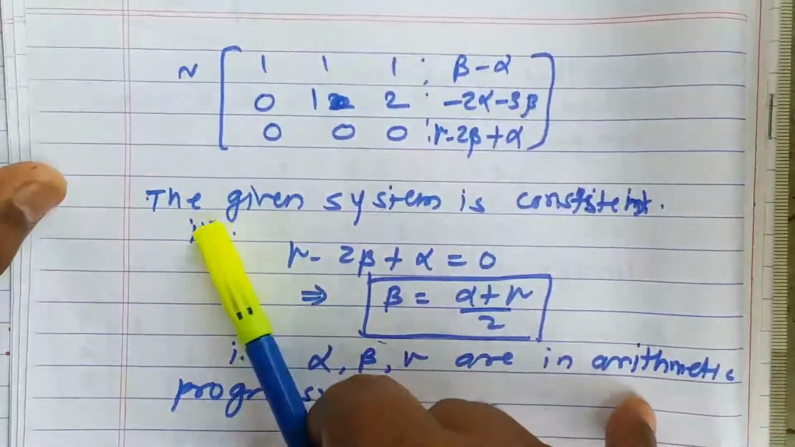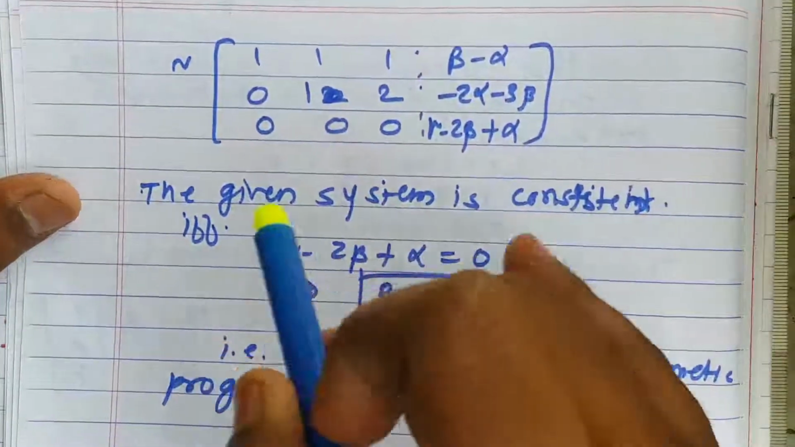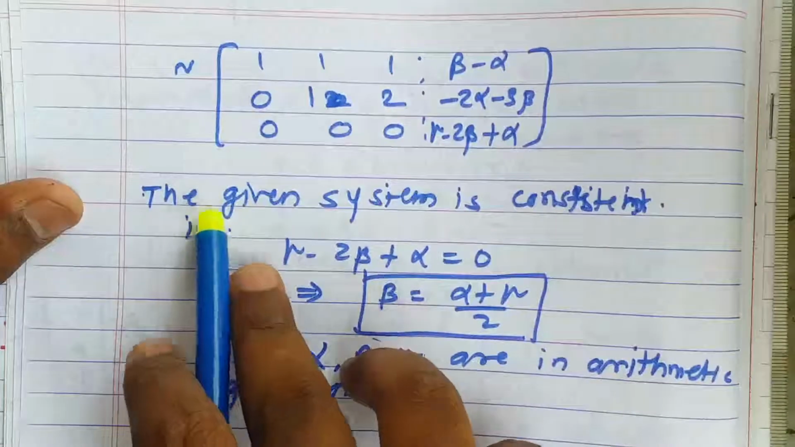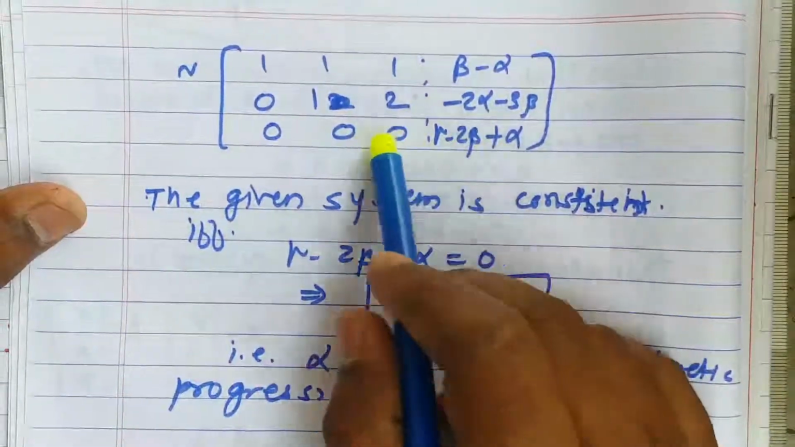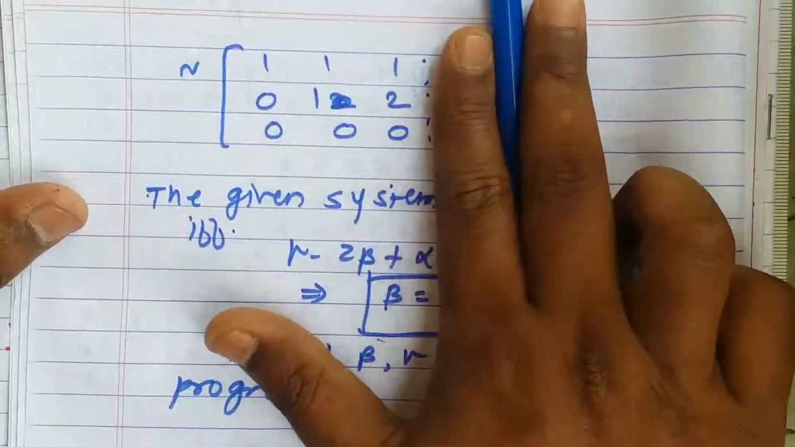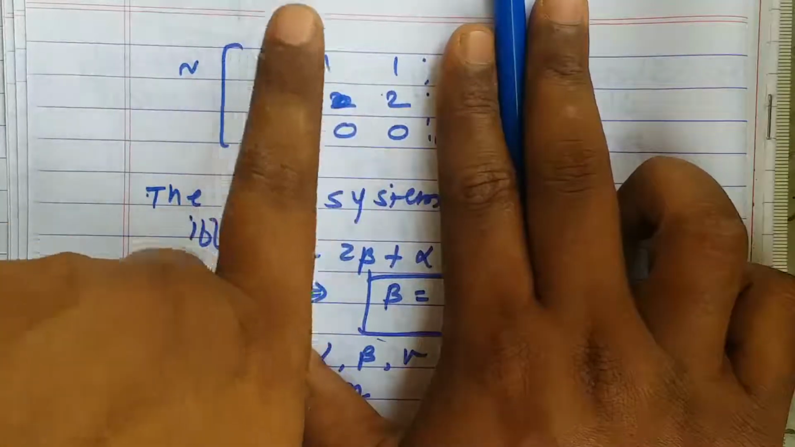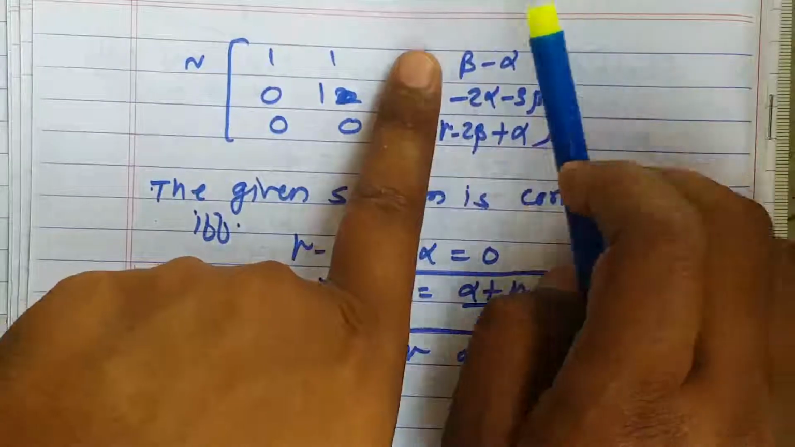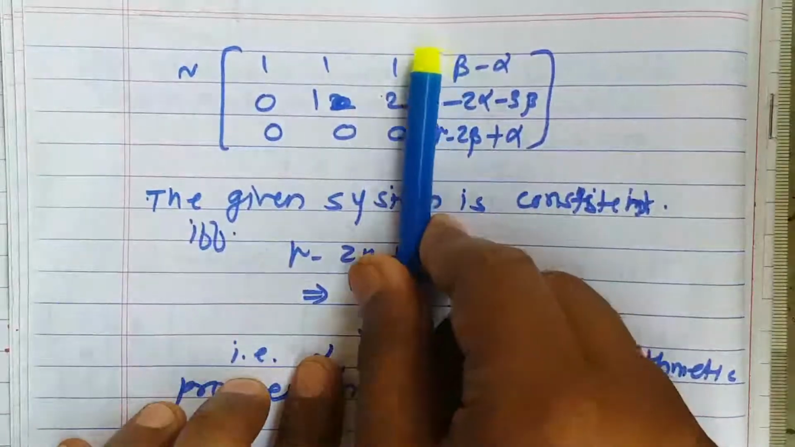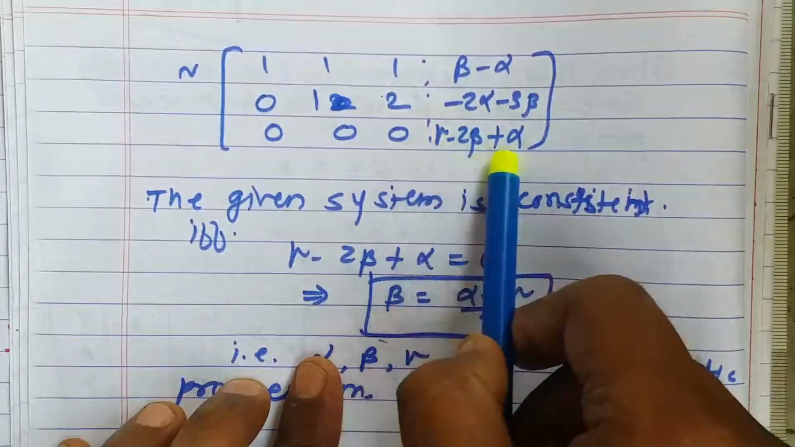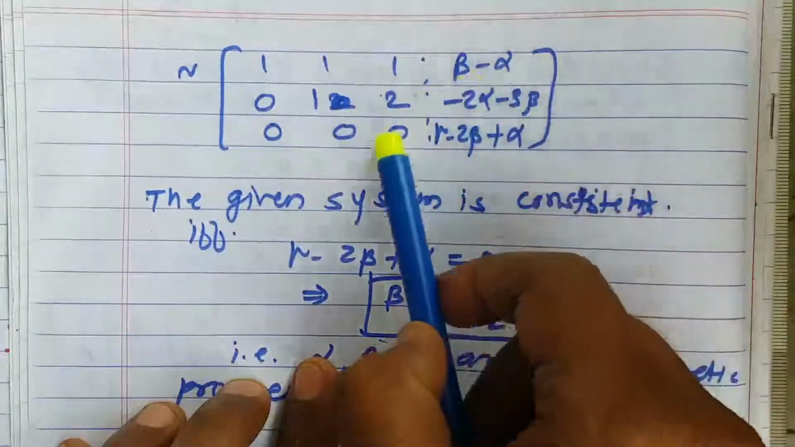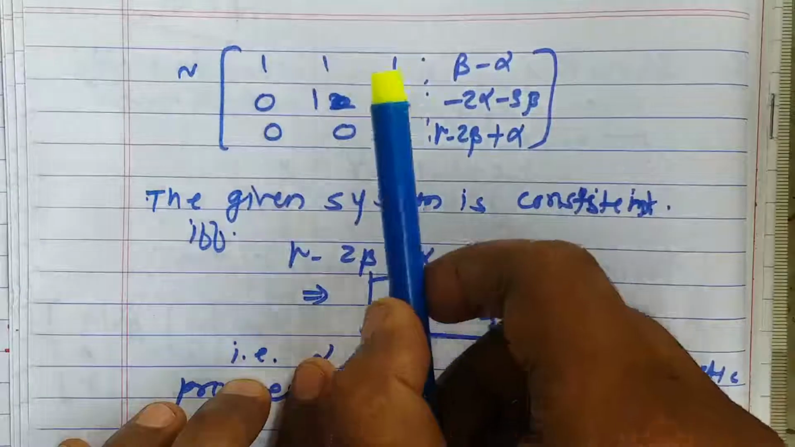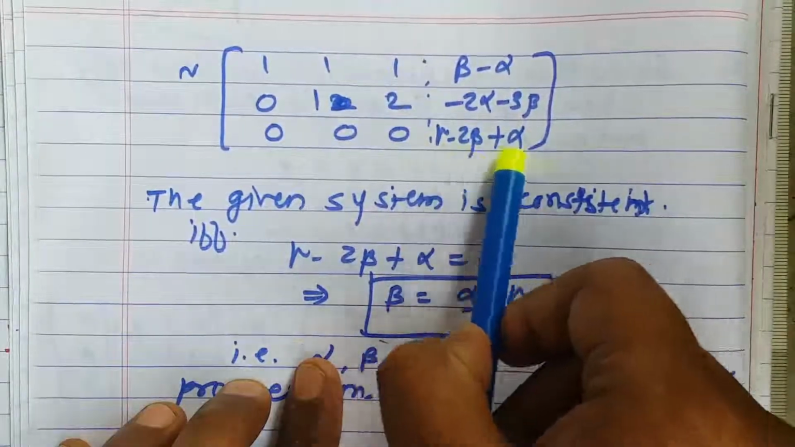Now we need to obtain the condition for consistency, right? The given system is consistent if and only if the rank of A, which we already have, it is 2, right? So this rank of A has to be equal to rank of AB. Now the rank of AB will be 2 when this last entry will be 0, right? If this entry is 0, then only this matrix will have rank 2, otherwise it will have rank 3, right? So for consistency we must have this last entry 0.